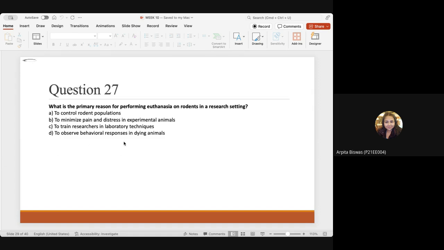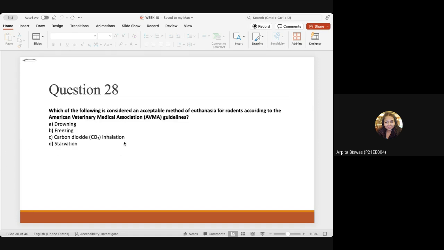Good. Next, move toward question number 28. Which of the following is considered an acceptable method for euthanasia for rodents according to the American Veterinary Medical Association guidelines? First option is drowning, second option is freezing, option C is carbon dioxide inhalation, and option D is starvation.